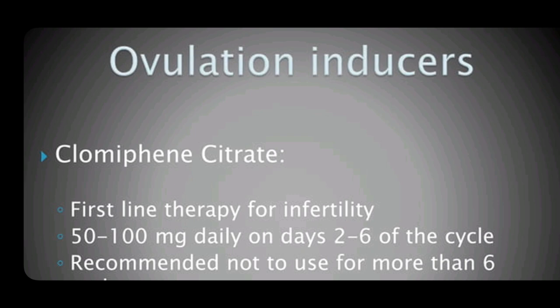When there is menstrual irregularity or infertility, regarding infertility, we will have to use ovulation inducing drugs. That is clomiphene citrate. It is the first line treatment for infertility. 50 to 100 milligrams পাওয়া যায় on day 2 to day 6 of cycle.